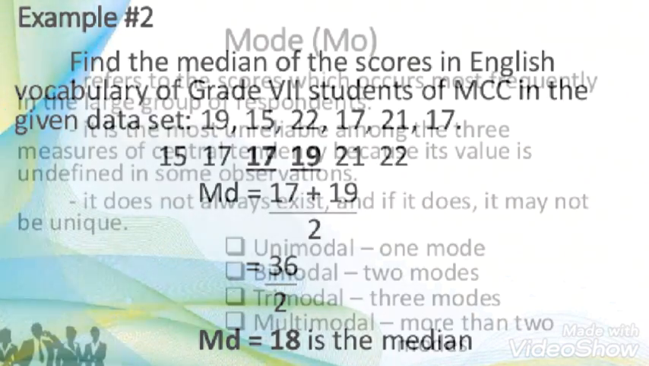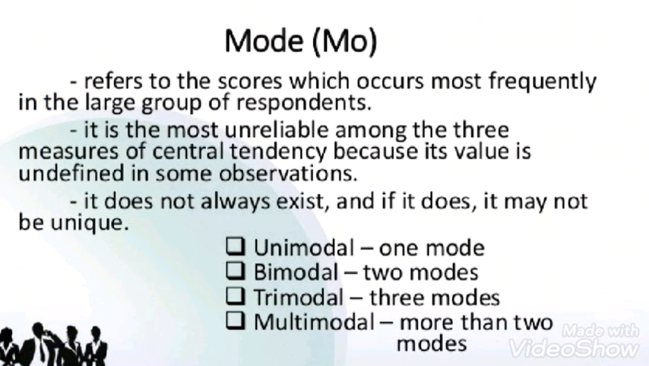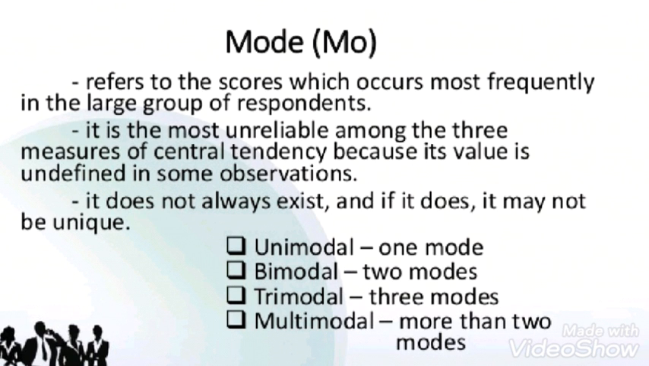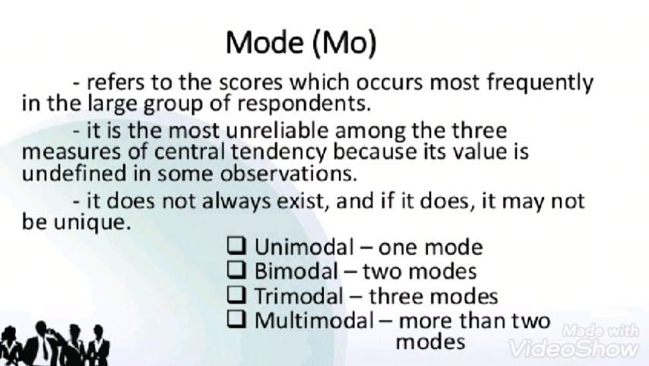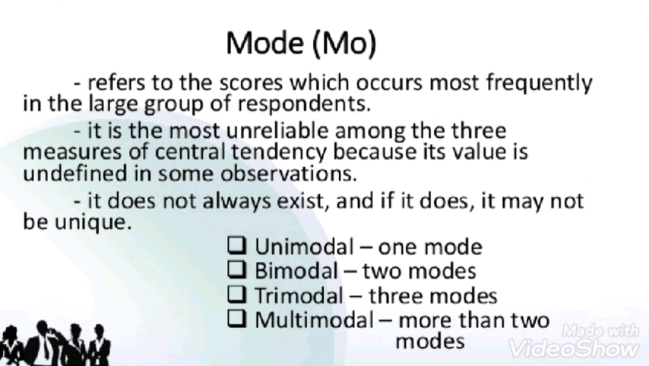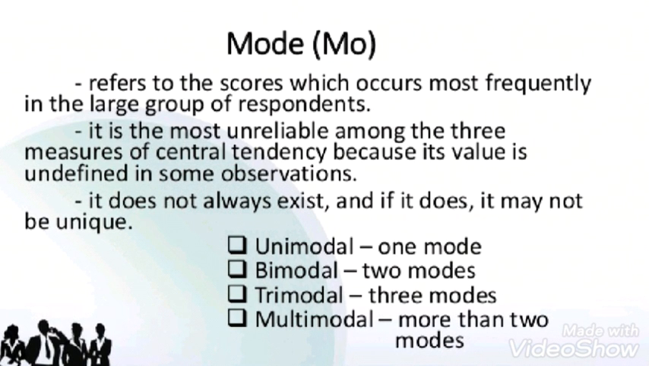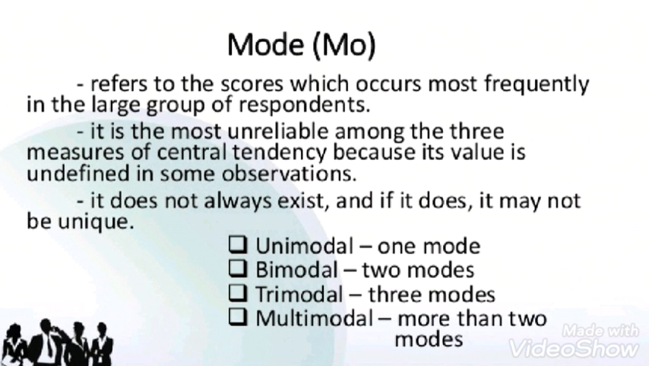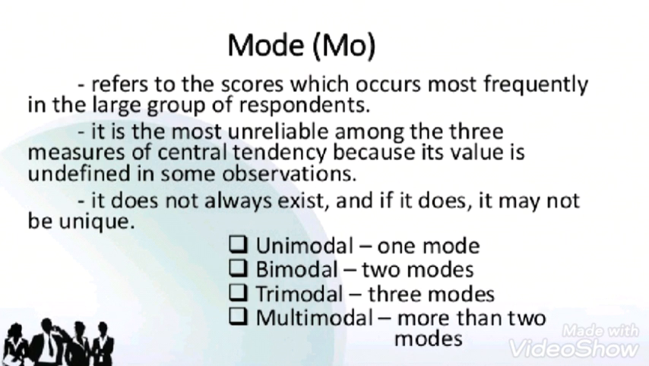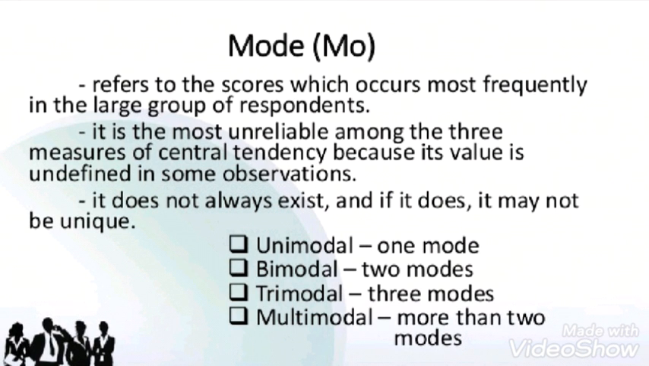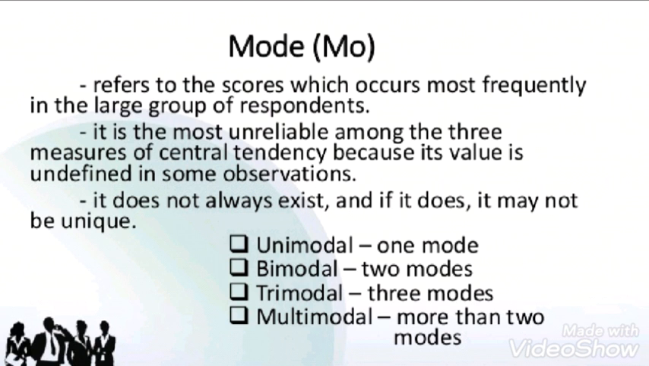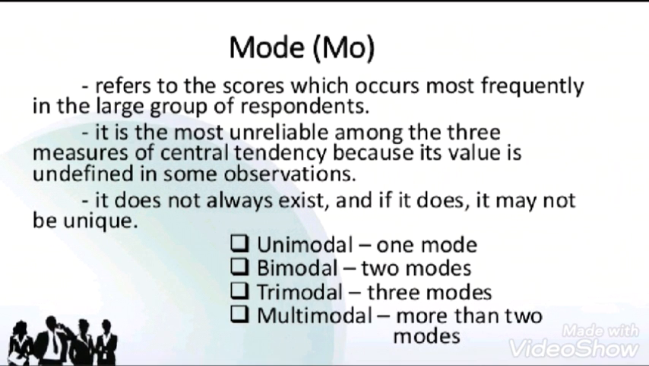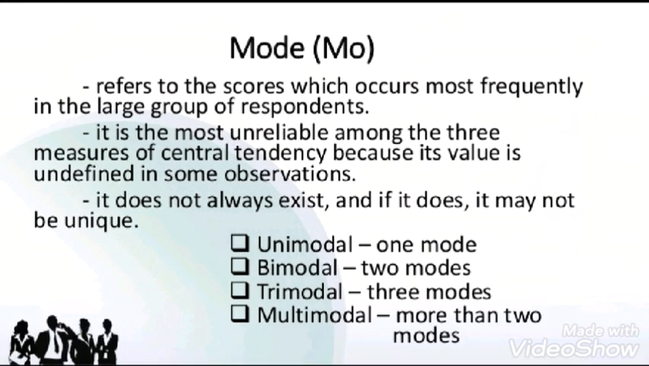Then we will see the mode. Mode refers to the scores which occur most frequently in a large group of respondents. It is the most unreliable among the 3 measures of central tendency because its value is undefined in some observations. It does not always exist, and if it does, it may not be unique. So how you calculate the mode is based on the frequency with which a number occurs. We are going to see an example.